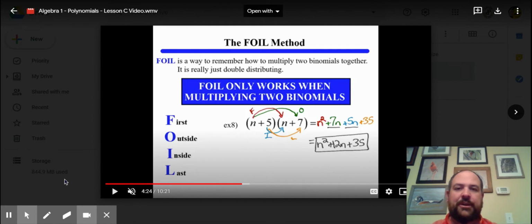We talked earlier in the year about slope and y equals mx plus b being something that people remember from Algebra 1. FOIL is also up there as one of the main ideas that you're going to keep coming back to and revisiting in other math classes down the road. Let's look at some other examples of FOIL.